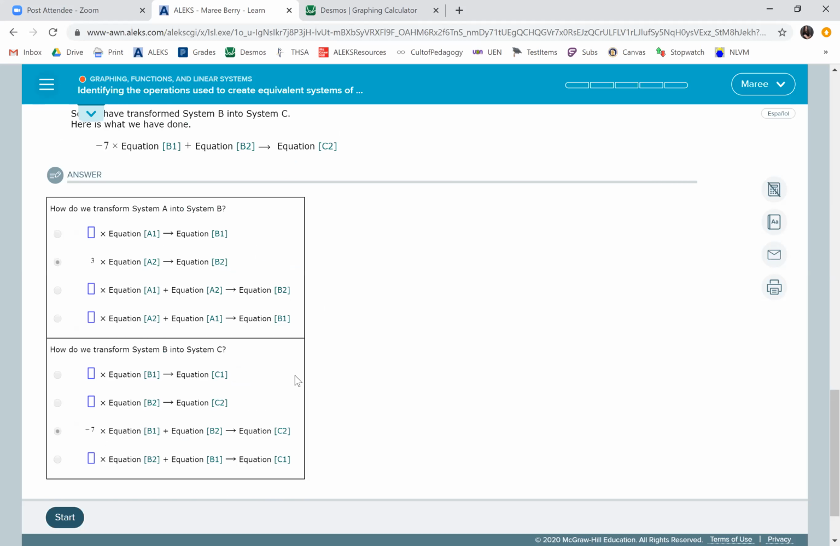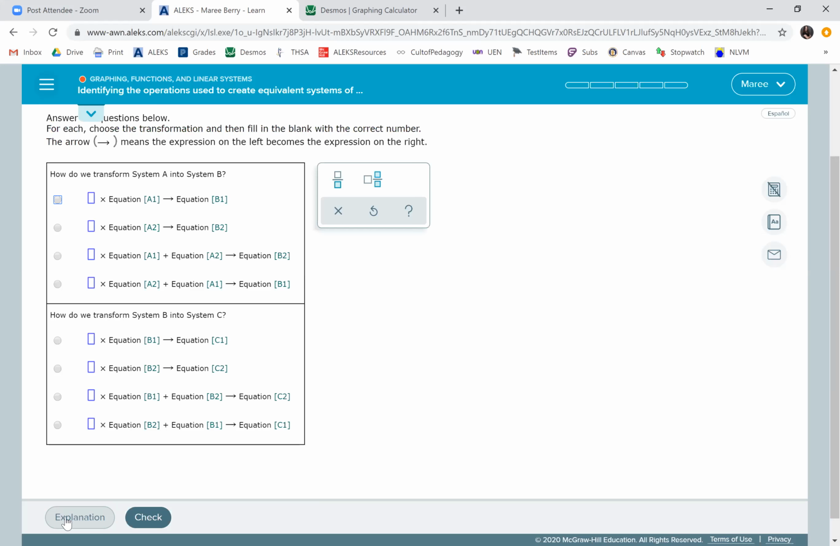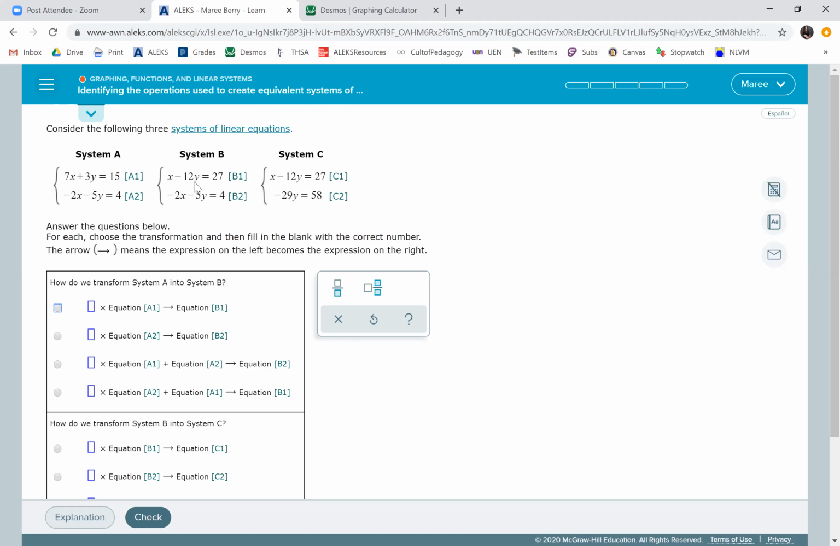So let's see if they did that. There we go. So you kind of have to see what is going on to get from one to the other. A1, okay, we're doing something to A1 to get to B1. Maybe, wow, okay, so B2 stayed the same.